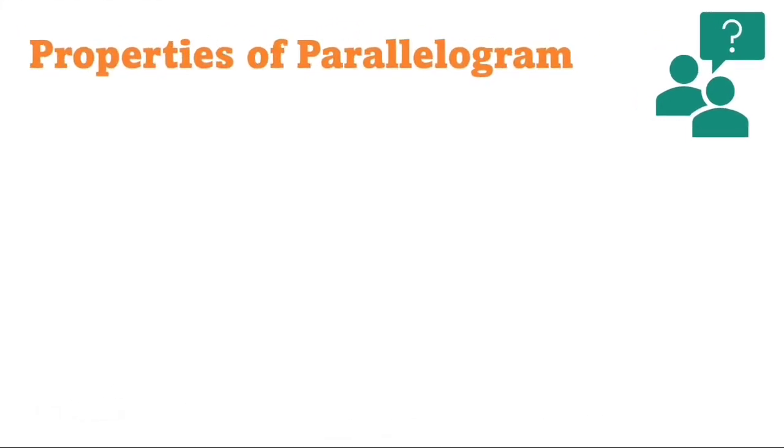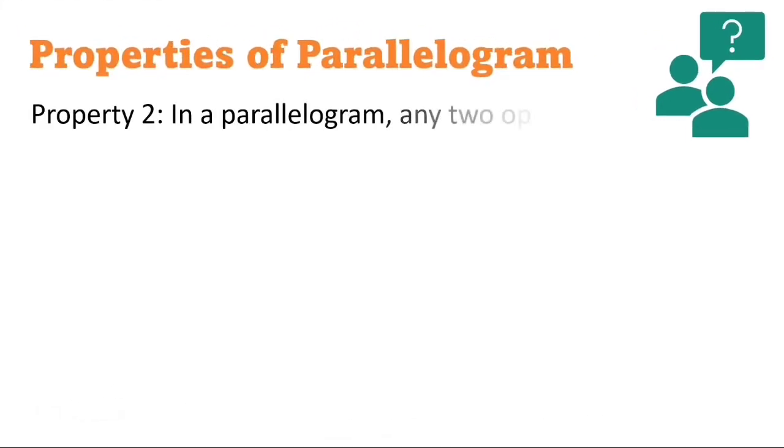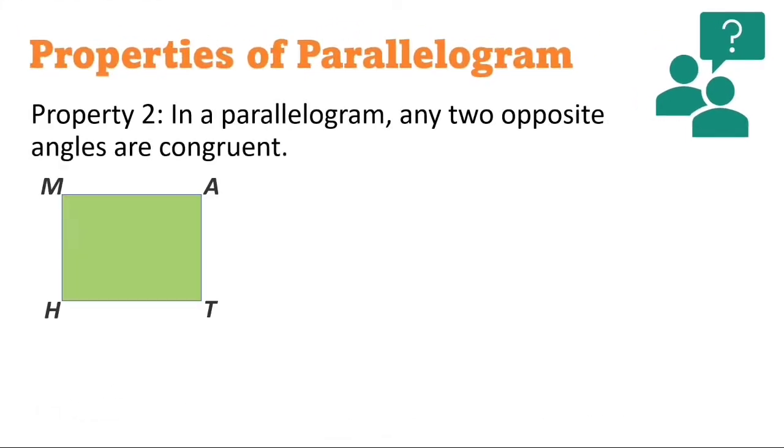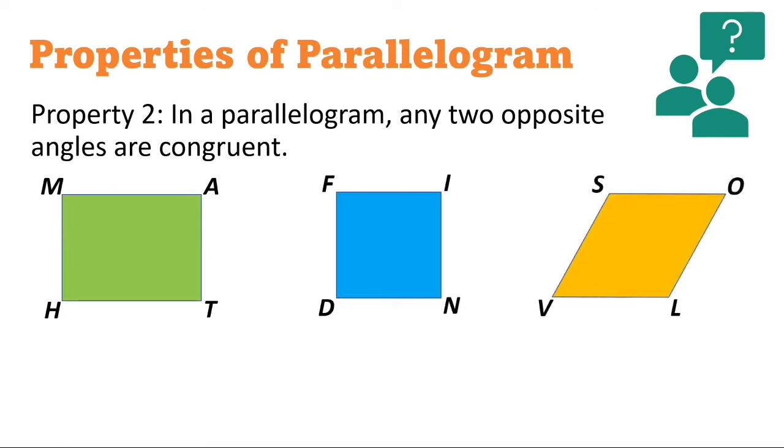Up next is property number 2. In a parallelogram, any 2 opposite angles are congruent. Look at the rectangle. Marking with are the opposite angles, where angle M is congruent to angle T. Another, angle A is congruent to angle H.